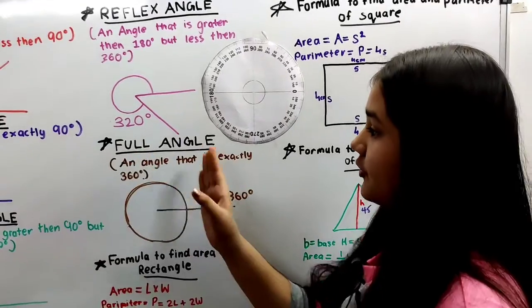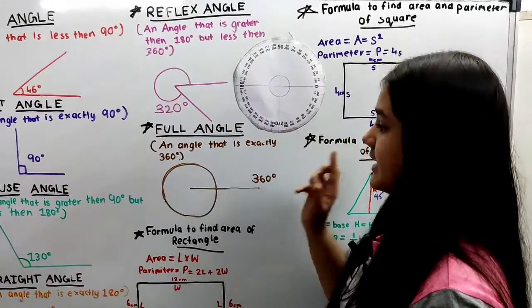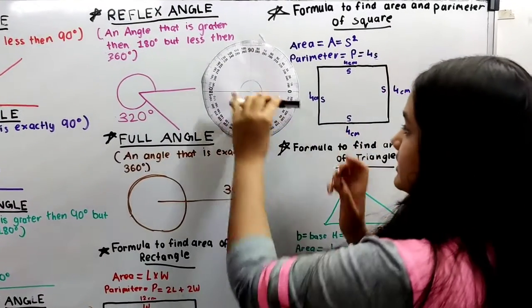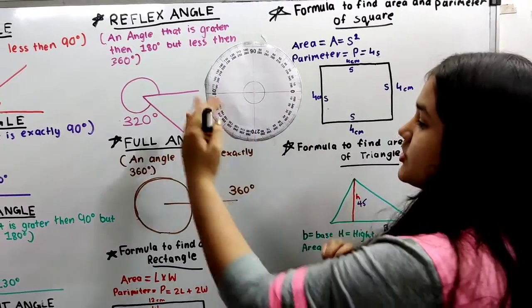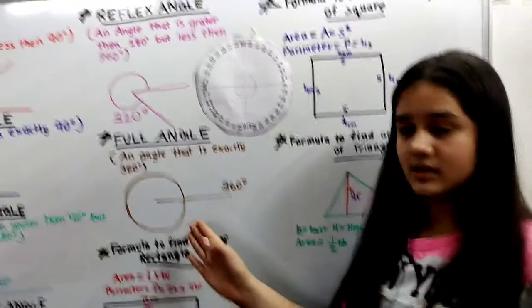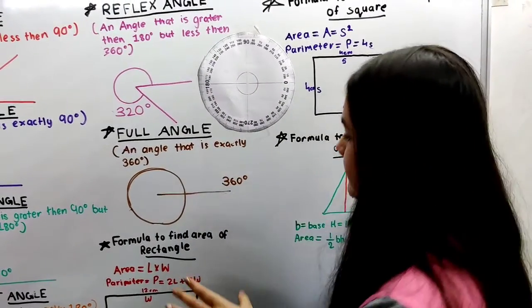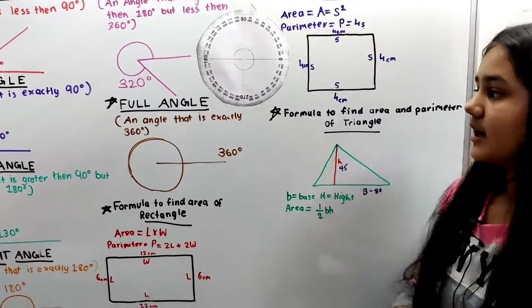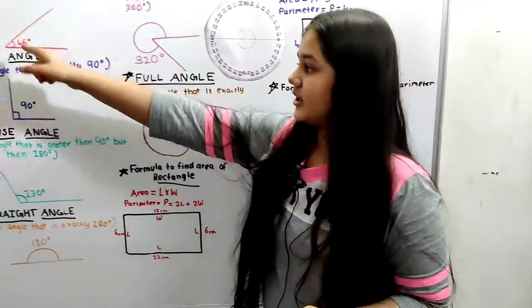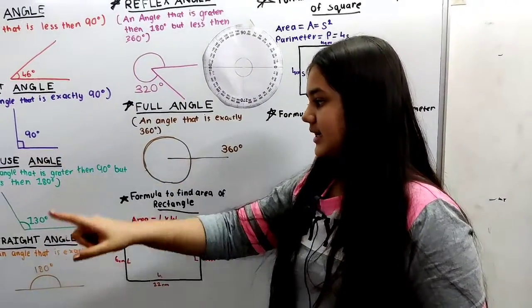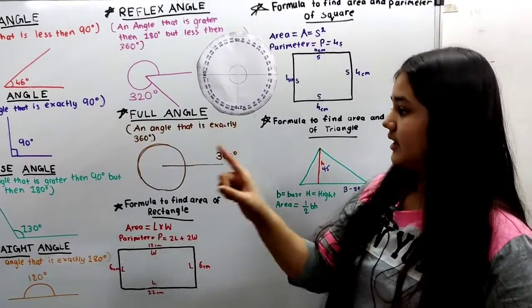Now let's go to the full angle. An angle that is exactly 360. We have 360 over here. You can see, which is exactly 360. You can see it in the drawing too. Now, we are done with all types of angles: acute angle, right angle, obtuse angle, straight angle, reflex angle, full angle.